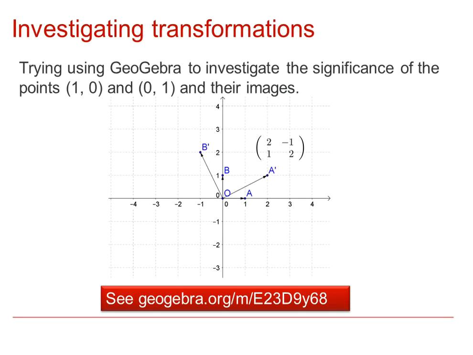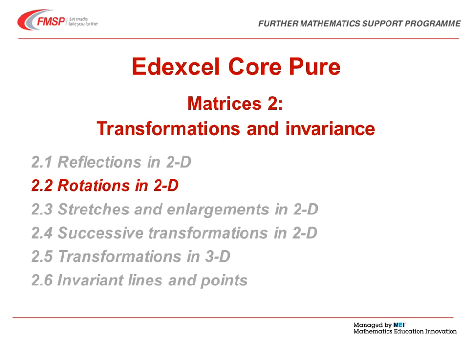So you can investigate these simple transformations. You can try using the GeoGebra file to investigate the significance of what happens to the points (1, 0), (0, 1) and their images. And the link is there to the GeoGebra file. In the next session, we're going to be looking at rotations in 2D.